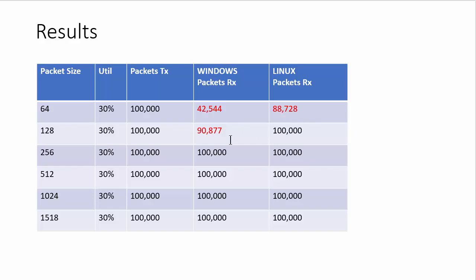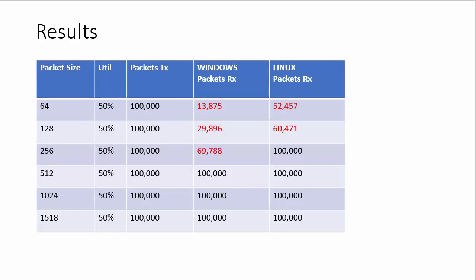And it did. When you go up to 128 byte packets, we've got 90 out of 100 for Windows and 100 out of 100 for Linux. Again, Linux won that race, and the rest of them are all 100 out of 100. But again, if you had 30% load and your average packet size was, for example, 512, they would both be 100 out of 100 anyway, so you'd be good.